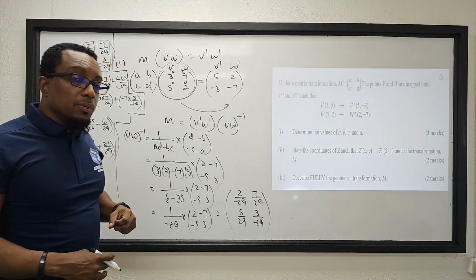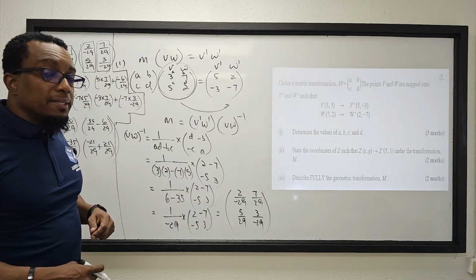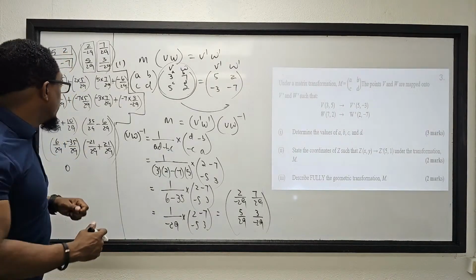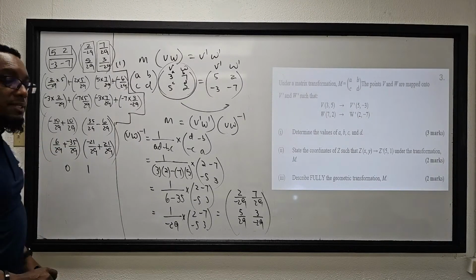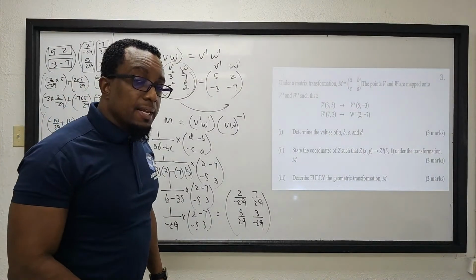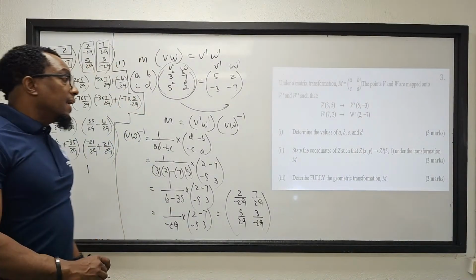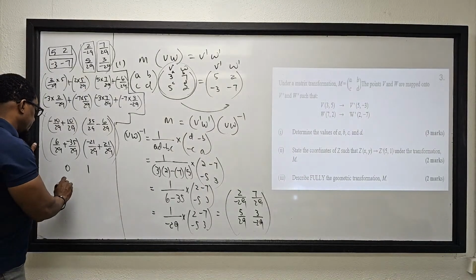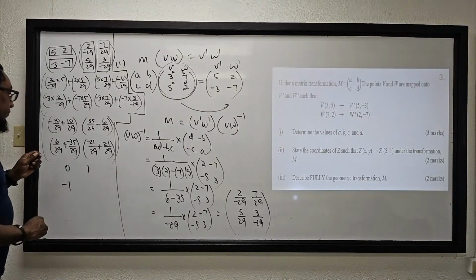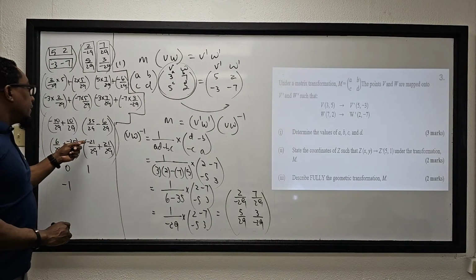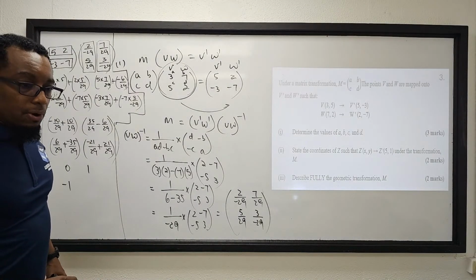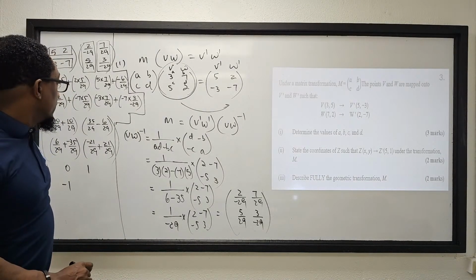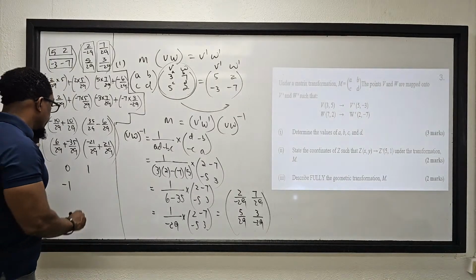35 minus 6, you can subtract the numerators, so it will be 29, so that's 29 over 29, which is 1. 6 minus 35 is negative 29 all over 29, and that is negative 1. And negative 21 plus 21 is 0, so you're going to get 0 all over 29, which is 0.